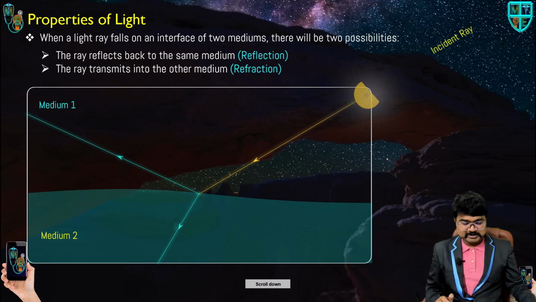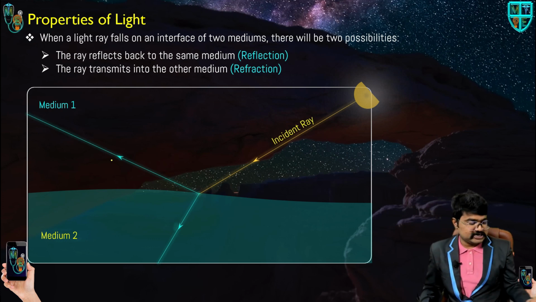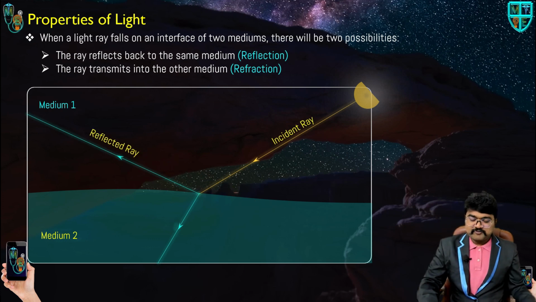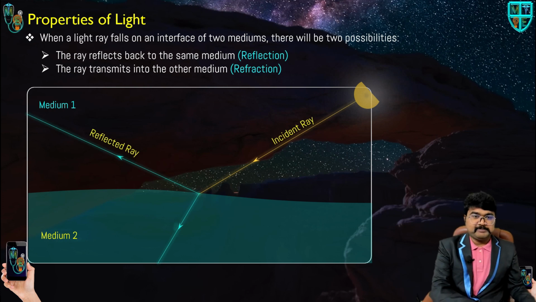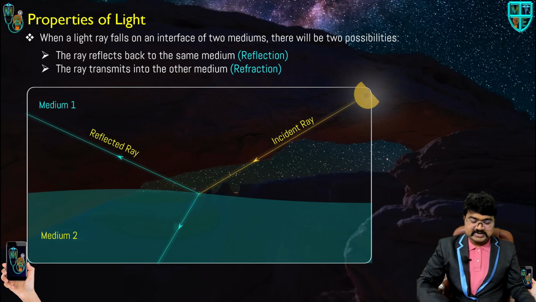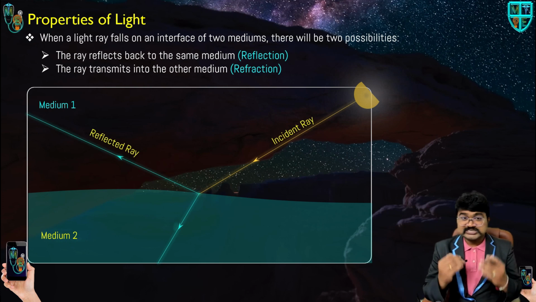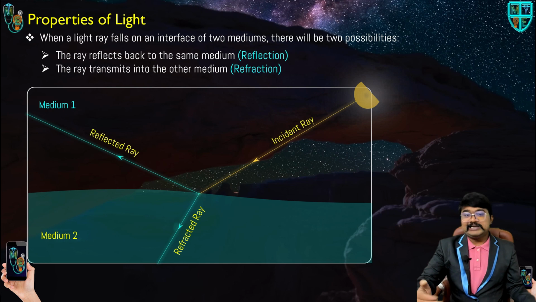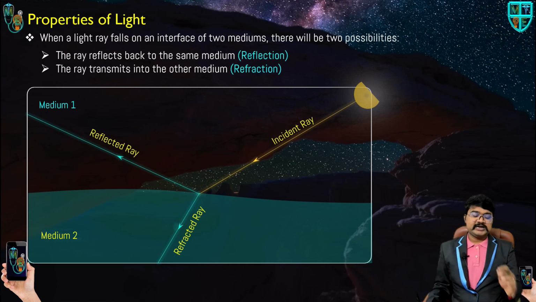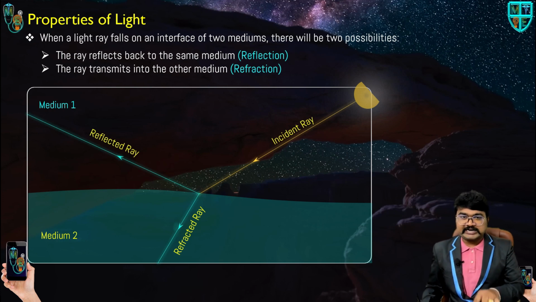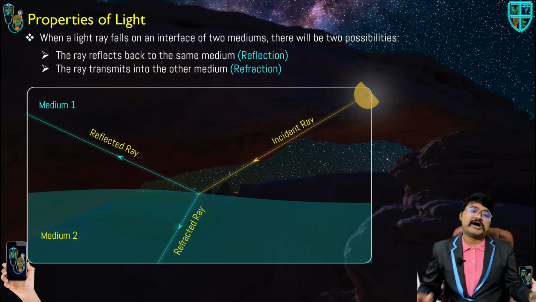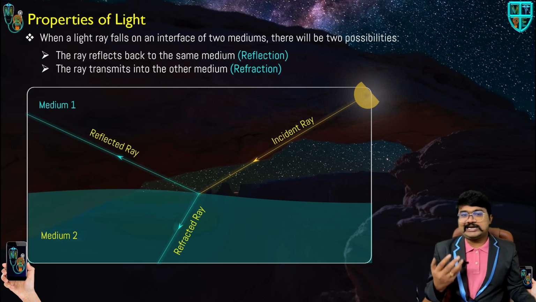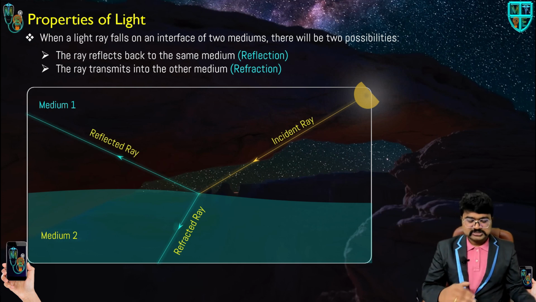This incident ray and the reflected ray are both in the same medium. But the refracted ray is transmitted into the other medium. The incident ray comes from medium 1 and the reflected ray is back in the same medium. The refracted ray transmits into the other medium. In case of the refracted ray, the medium will be different.